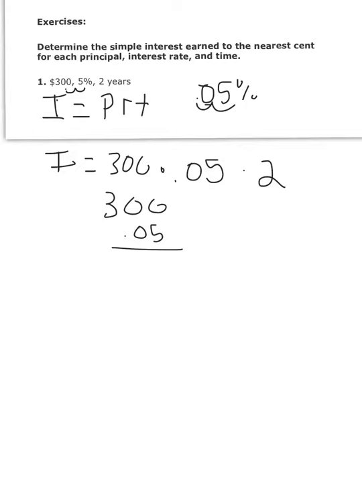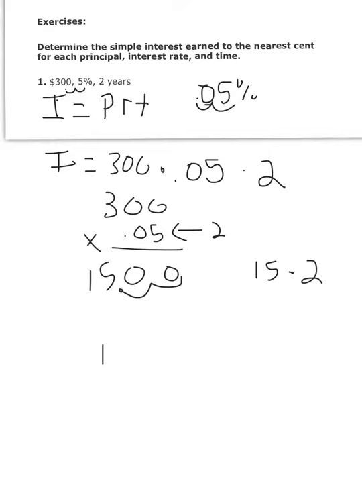We're going to multiply 300 times 0.05, and that gives us 1,500. Remember, we have to move the decimal over 2 spots because there's 2 right here. So we go over 1, 2, and that gives us 15. Now we just have 15 times 2. We know 15 times 2 equals 30, so your interest on this one is $30.